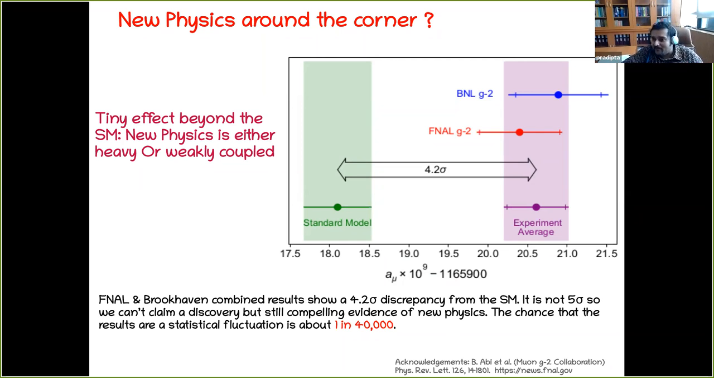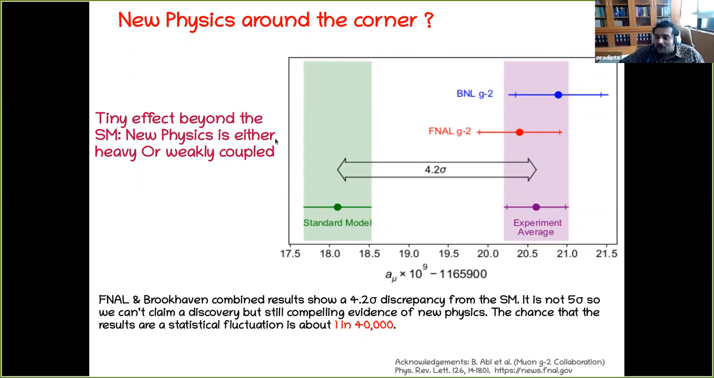So 1 sigma discovery means there is roughly a 68% probability that your observation is correct, but there is a 32% possibility that your answer or your discovery is wrong. And if it is 5 sigma, that means it is 99.99957%, something like this. So it is not guaranteed that it is not a mistake, but the chances are very low.